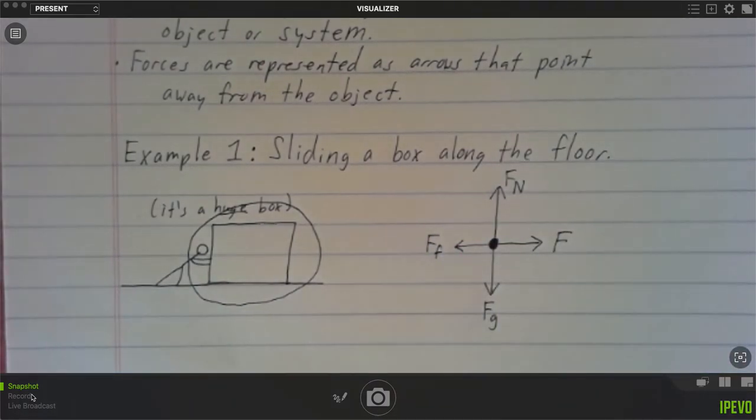Now, it's a bit of a coincidence that I have one arrow in every direction. You can have many arrows in the same direction. You can have directions that don't have an arrow. So it's just kind of how this one worked out. So that's the first one, and that describes fully all the forces on the box.